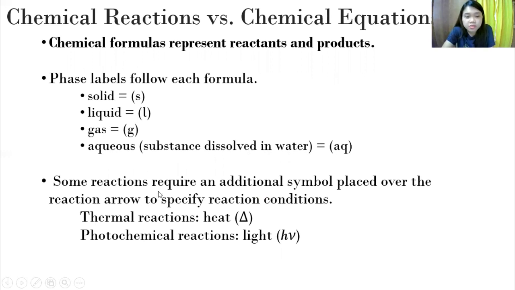We also have some reactions that require an additional symbol, and these symbols are placed over the reaction arrow to specify reaction conditions. If we need heat in a certain chemical reaction in order to proceed, we write a triangle above the reaction arrow, and that symbolizes heat. For photochemical reactions, there is light. We put hv on top of the reaction arrow.